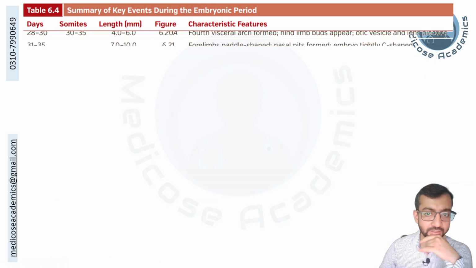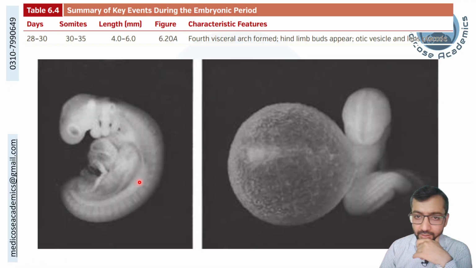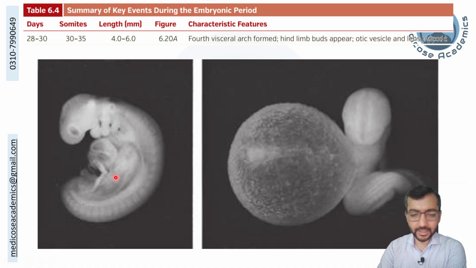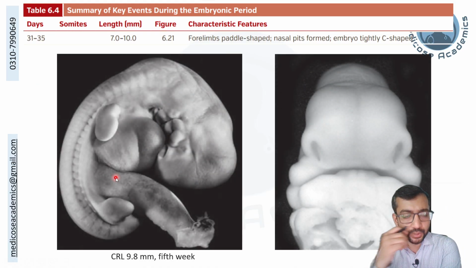Limb buds will be there too. Let's look at the limb buds. Not very prominent. Here is the limb bud. The upper limb bud is right here somewhere. This one, and the lower limb bud will be somewhere here. Not very clear in this particular picture. Very clear in the next one.